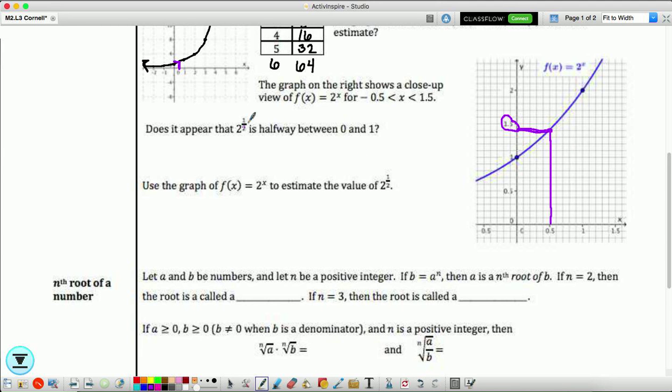So does it appear that 2 to the 1/2 power is halfway between 1 and 2? Almost, but it's a little lower. Or maybe we can say a little bit less than 1.5, like we guessed.